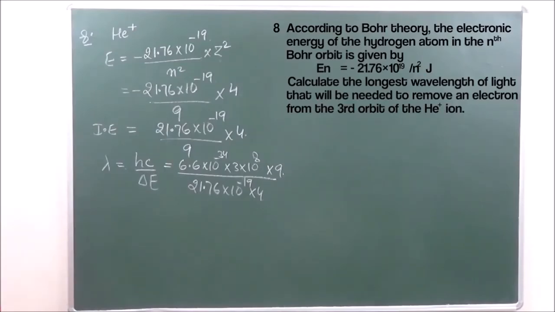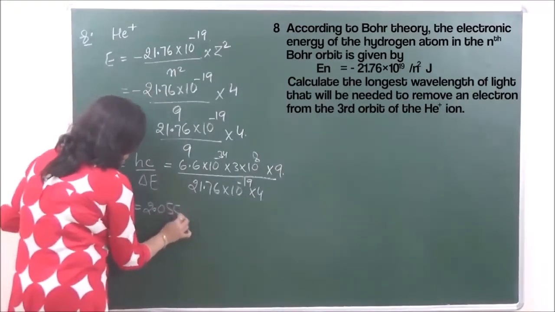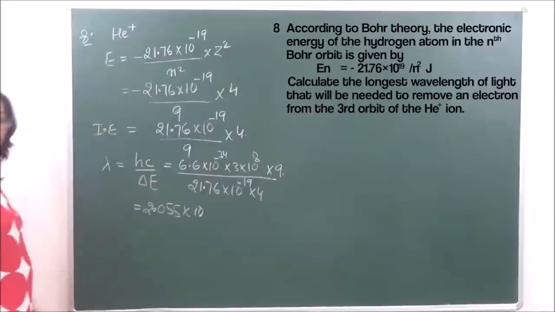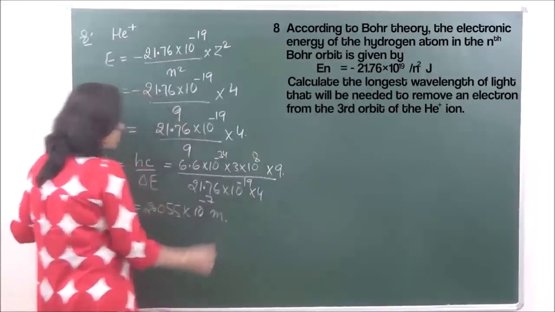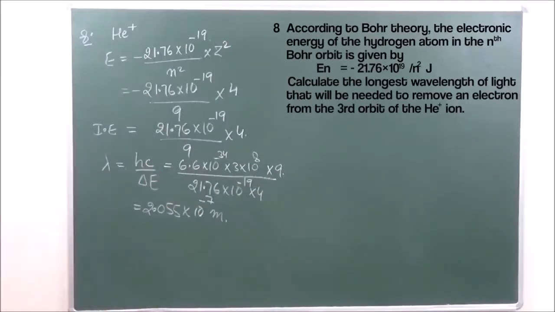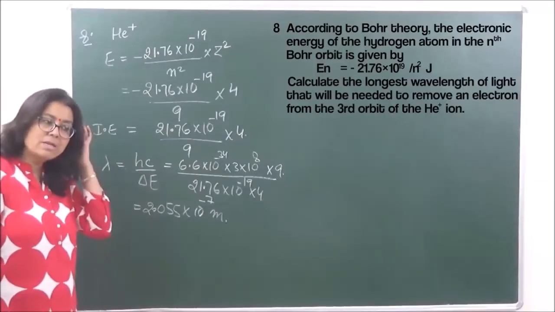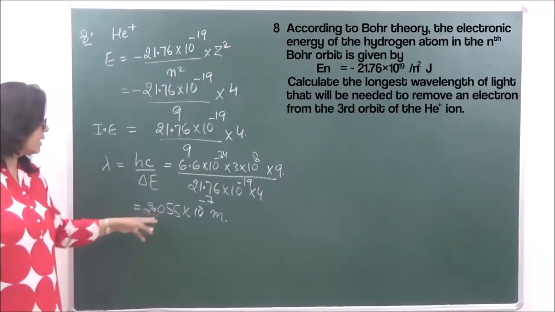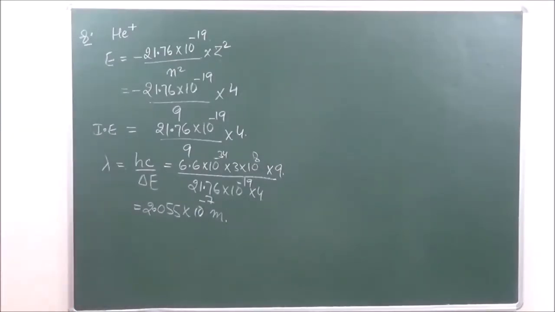When you calculate lambda over here, lambda comes to 2.055 into 10 raised to power minus 7 meters. You have to be very particular in your multiple choice questions with regard to the units also, because sometimes all the values are given the same but the units are different. So then it is very important for you to know which unit to choose. Okay, then let's go to question number 9.